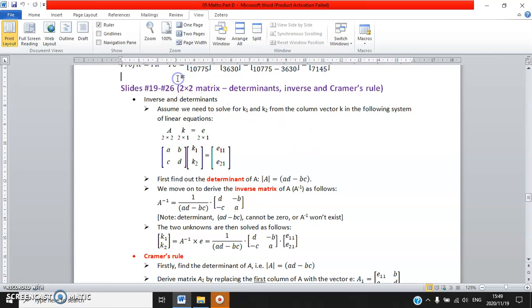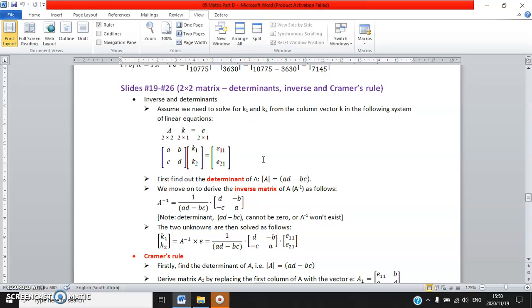Okay, let's look at the last topic. Actually, two topics, in connection with the 2 times 2 matrix. We want to solve for K1 and K2 from this column vector in the following equation. In other words, it means AK1 plus BK2 equals E11, and then CK1 plus DK2 equals E21.